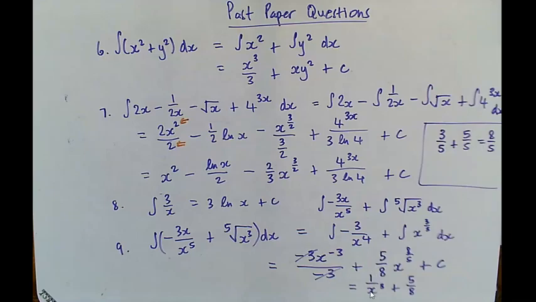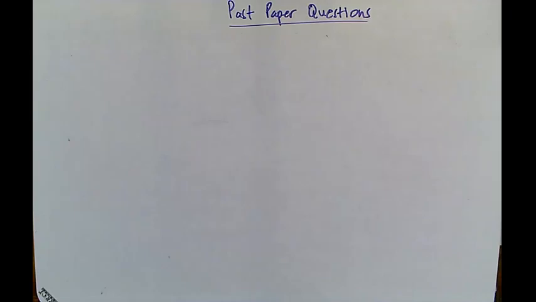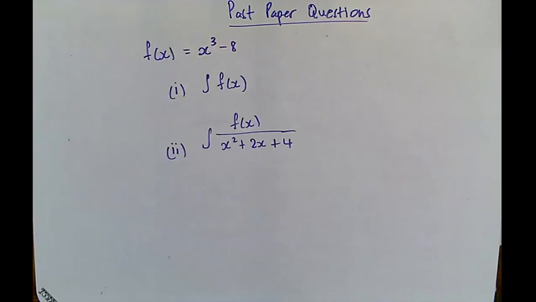So you'll get 1 over x to the third plus 5 over 8 x to the 8 over 5 plus c. Right, and that is past paper questions. Right, let's consider the very last one, which is f of x is equal to x to the third minus 8. Now notice that is the difference of cubes, which means you can factorize that.